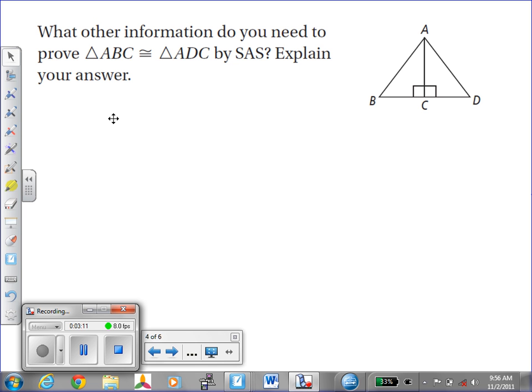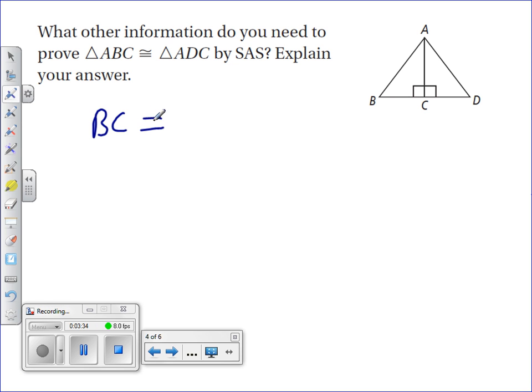Let me ask you this. We're trying to prove it by side, angle, side. Do we have an angle that we know? Yes. Do we have a side that we know that's congruent? Yep. Which one? AC. So if that AC right here is our side and this is our angle, then what do we need to know? We need to know which two sides are congruent. BC and CD. Yeah, we would need to know that BC is congruent to DC.